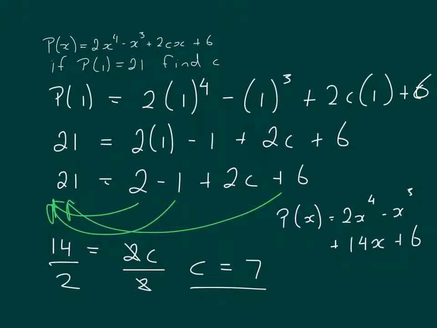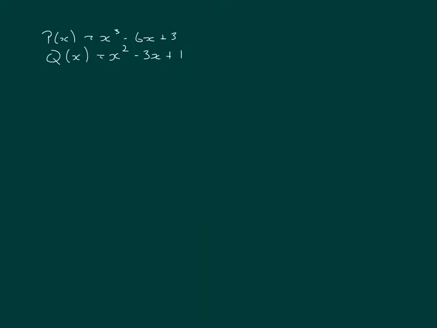Over time, we get quite familiar with using the polynomial notation or the function notation, particularly things like this, p bracket 1. Now here we have two polynomials, the first of which is p(x) equals x cubed minus 6x plus 3. The second of which is q(x) equals x squared minus 3x plus 1. You might notice that q(x) is a second degree polynomial or a quadratic, and p(x) is a third degree polynomial, which we'll find out later is called a cubic.